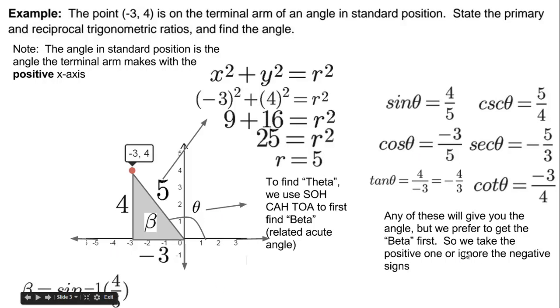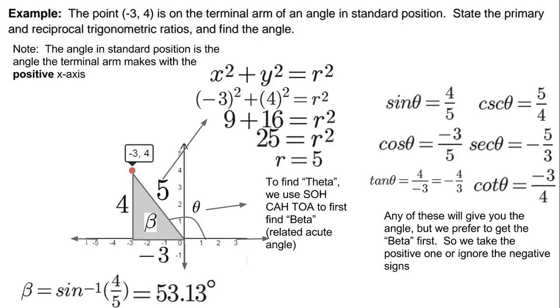And to find beta, I'm going to stop clicking so that thing goes away. So to find beta, we take the sine inverse of 4/5. We could do the tan inverse of 4/3. We could do the cos inverse of 3/5. They're all going to give us 53 degrees.